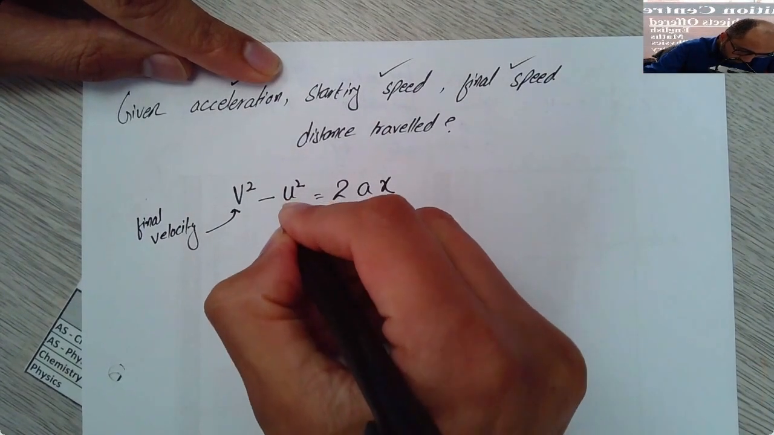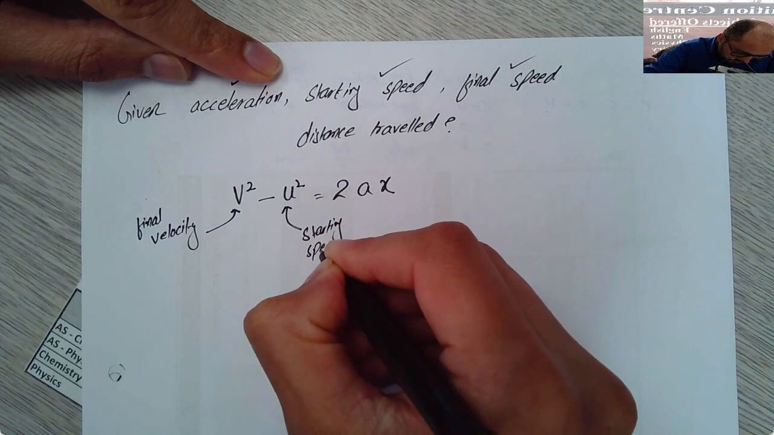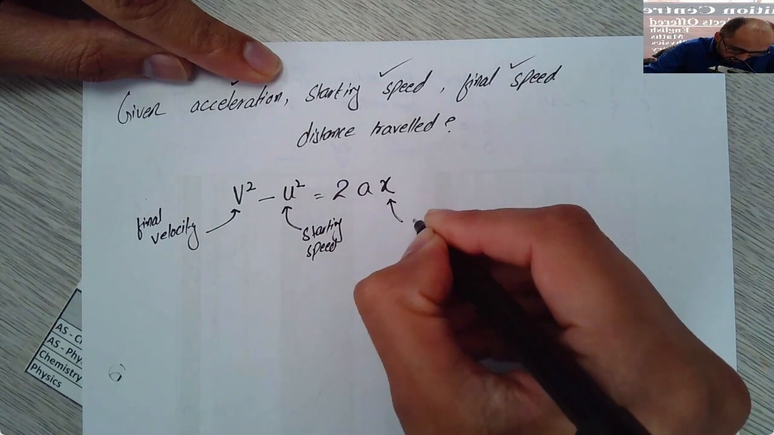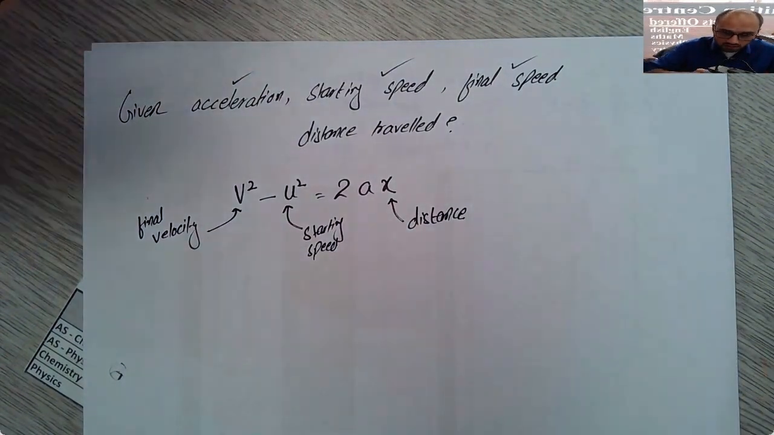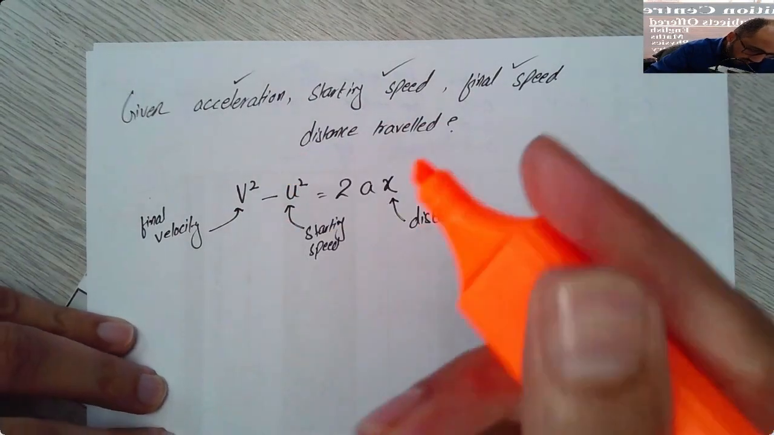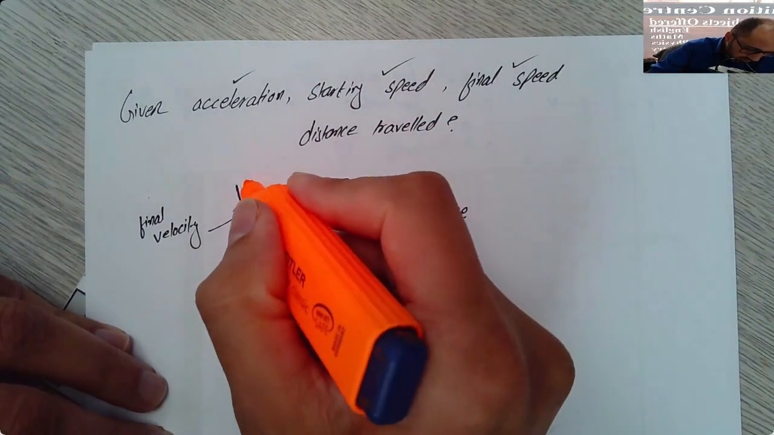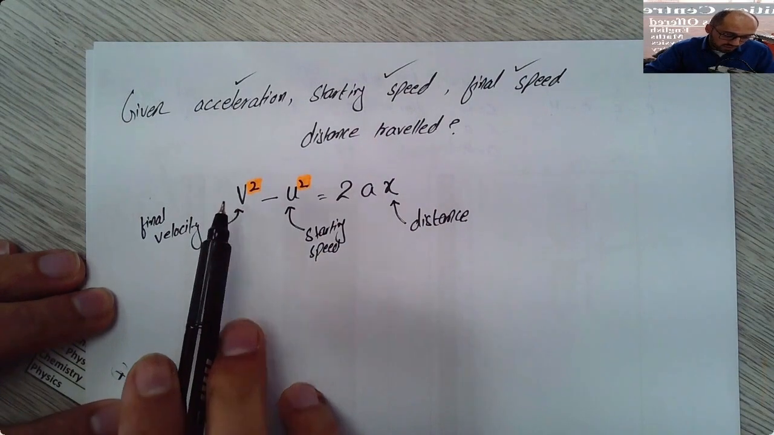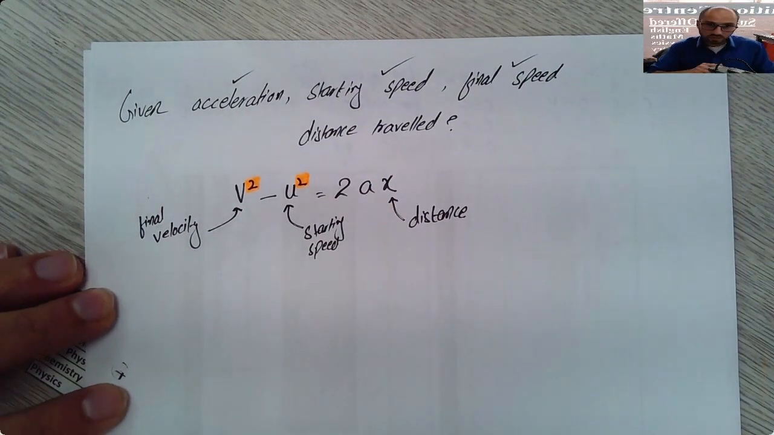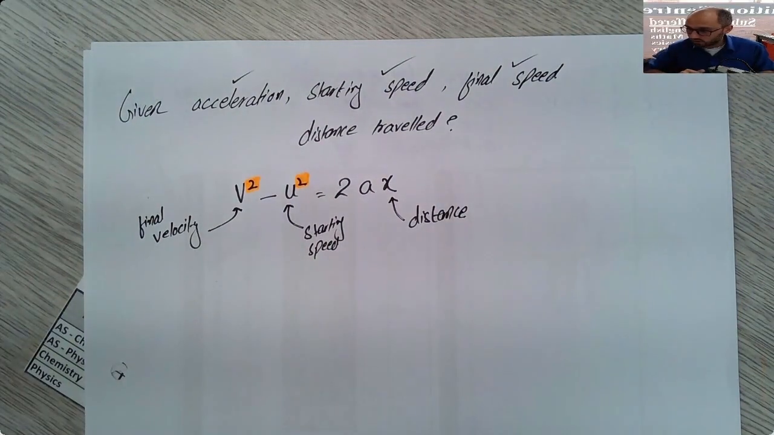This will be your starting speed, and this is the distance, right? Okay, so you have to remember x is distance in this case. One most common mistake that students make when they use this equation is they don't put the square on top of the values once they start substituting instead of v, u and a. So make sure you pay extra attention to it. There's one question that we will do on this section too.